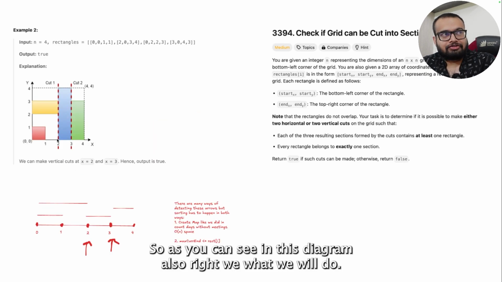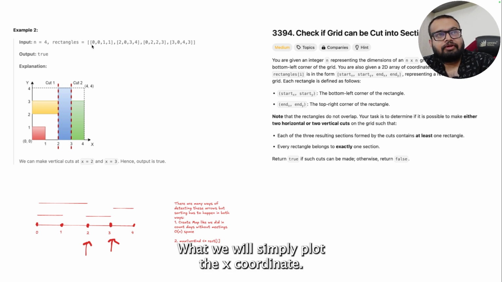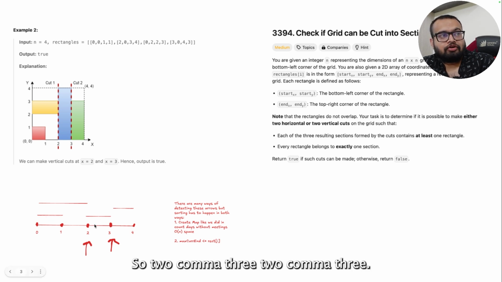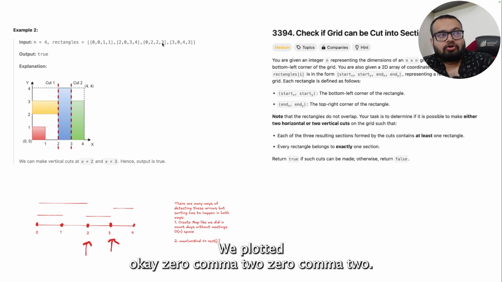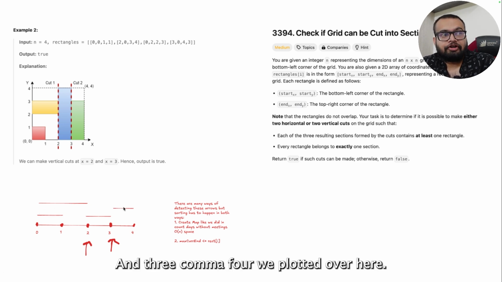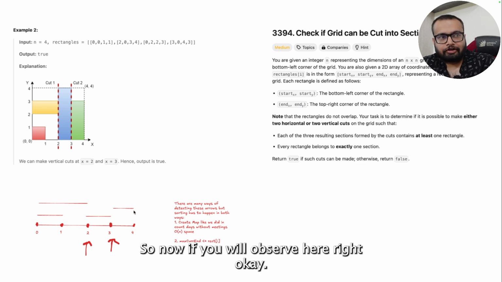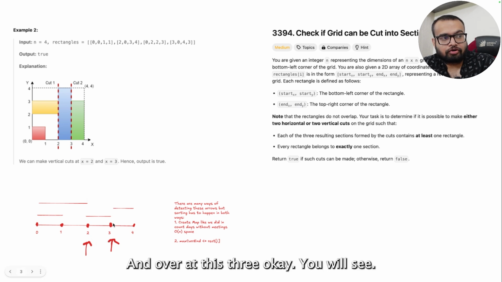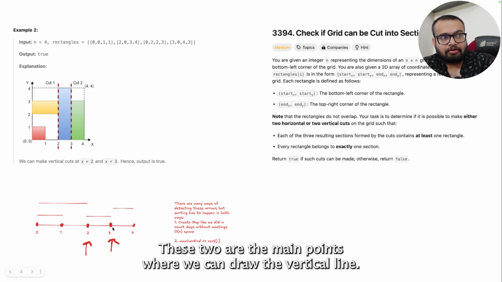As you can see in this diagram also, what we will do is simple: we will plot the x coordinates. So 0, 1, 0, 1 we plot. 2, 3, 2, 3 we plotted. 0, 2, 0, 2 we plotted over here, and 3, 4 we plotted over here. Now if you observe here, this 2 and this 3 are the main points where we can draw the vertical line.